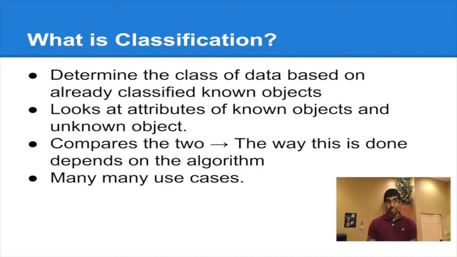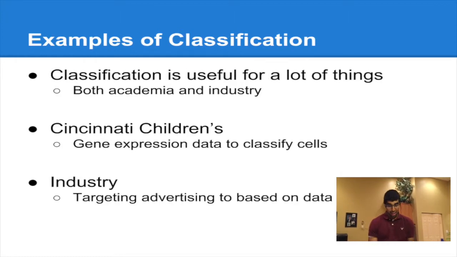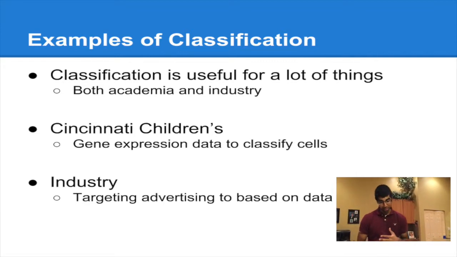So what examples, use cases are there for classification and clustering? First, classification plays a big role in research. For my research at Cincinnati Children's, we looked at gene expression data from a variety of cells, and without any trained data, so this is clustering, we attempted to cluster the data based on its gene expression, with the hope that we'd be able to classify the cells into different cell types appropriately.